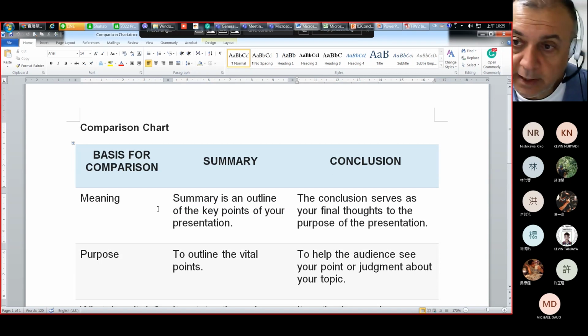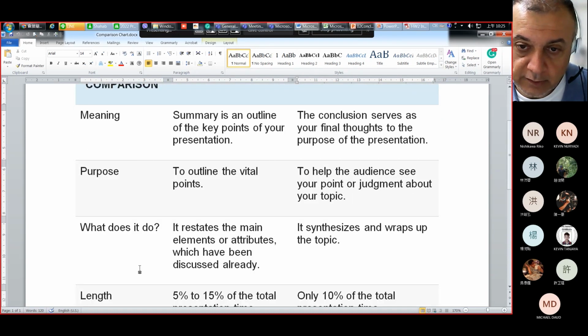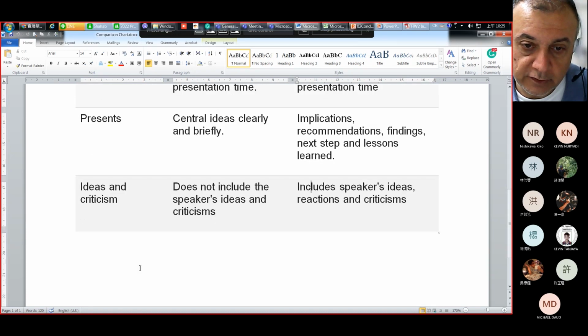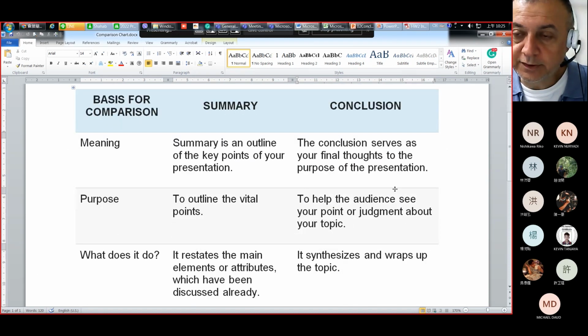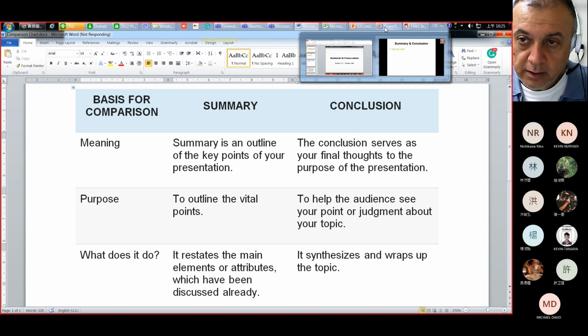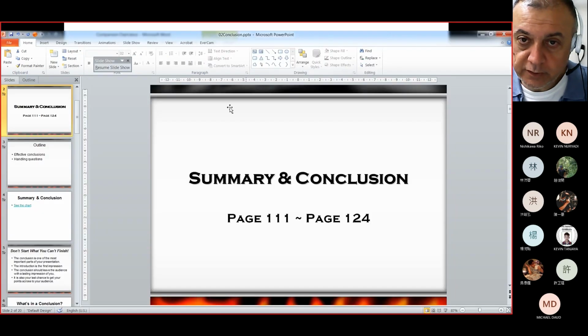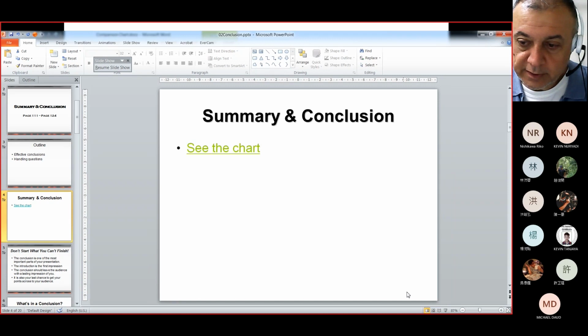I will send this file and also put it on the Tron class. So when you're trying to talk about your conclusion and summary, you know what differences we are talking about. Any question about what's the difference between summary and conclusion? Okay, if not, then let me go back to the presentation.